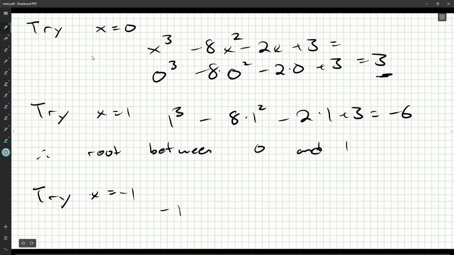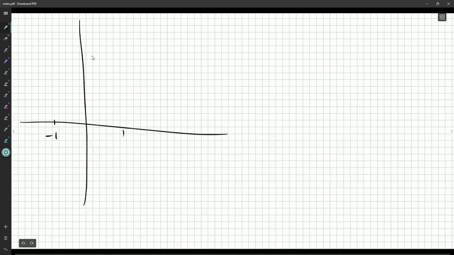So minus 1, minus 8, minus 2 times minus 1, so that'll be plus 2. Plus 2, plus 3, so that's minus 4. So at minus 1, we get a minus 4. Then we go up to here to 3. And then we're down to a minus 6 here. So our cubic sort of looks like this.